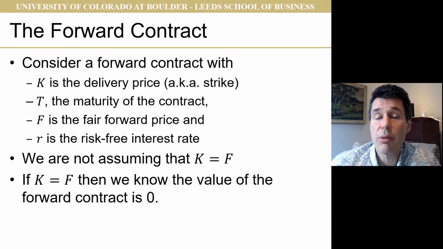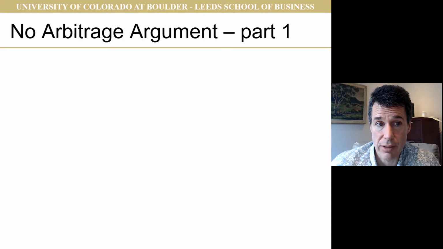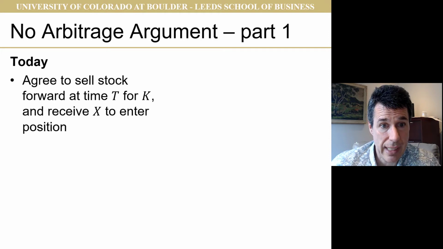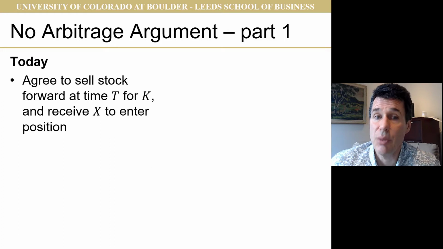Okay, so let's work through our arbitrage arguments. The first arbitrage argument, we're going short the forward contract with strike K. So we agree to sell the stock forward at time T for K, and we receive some amount of money X to enter into the position. Now, I've written this as receive X, but it could be that we receive negative 12. If X is negative 12, that means we had to pay. So I'm not making an assumption that X is positive here.